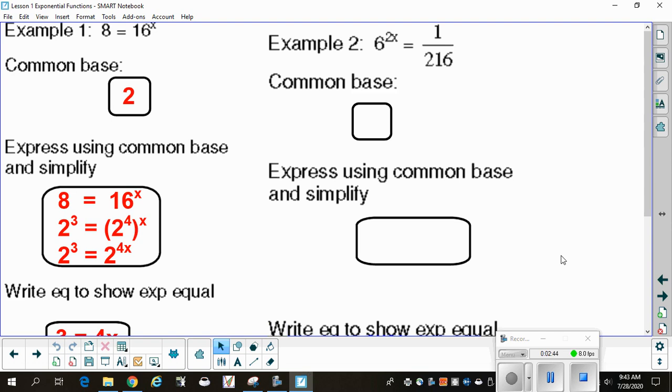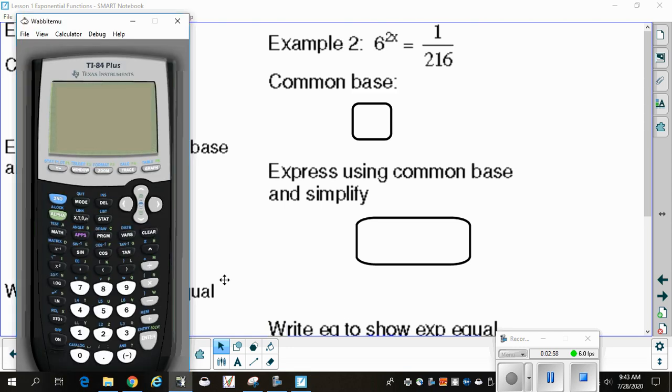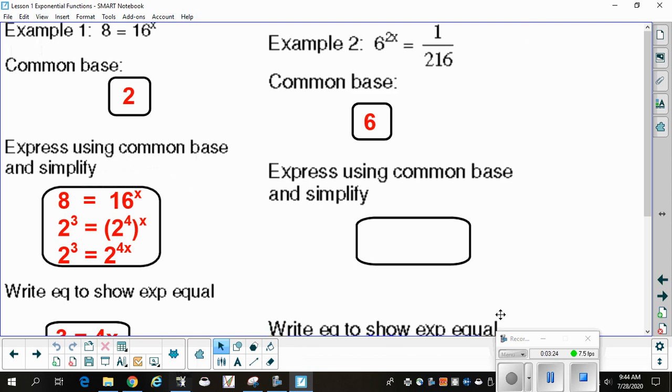6 to the 2x is equal to 1 over 216. Well, I don't expect you to know that 216 is 6 cubed. However, I look at 216 and I look at 6, and I know that 6 doesn't have any other bases. In other words, it's not 2 cubed, it's not 3 cubed, it's not 1 to anything. So I say, all right, great. Let me take 216, and I'm going to divide it by 6. Oh, that's 36. And I know that 36 is 6 squared, so 216 must be 6 cubed. Therefore, my common base is going to be 6.